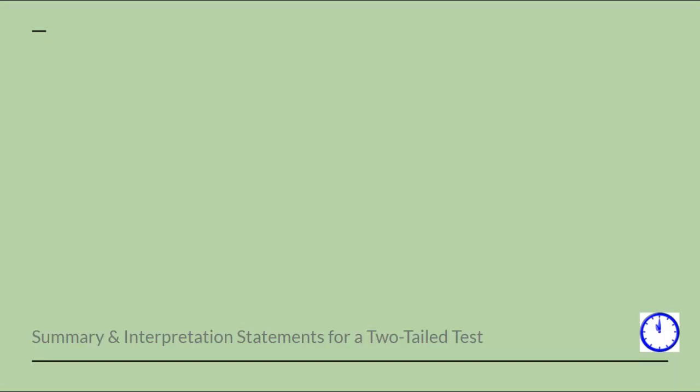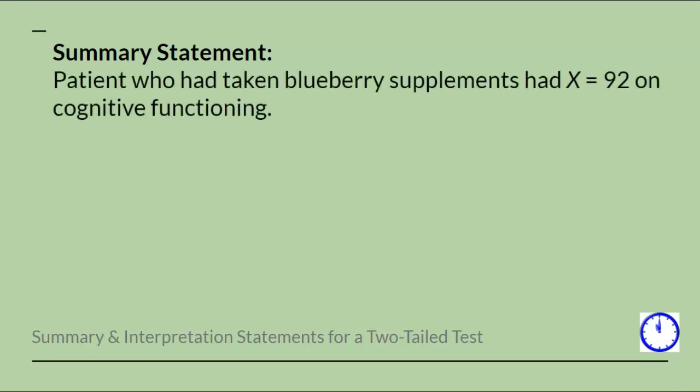Now, let's discuss how to report the results of this two-tailed hypothesis test. First, the summary statement explains what happened in the study. Our updated summary statement will now consist of 2 sentences. The first sentence will briefly describe the study and report the sample score, or the sample mean. The first sentence would be, the patient who had taken blueberry supplements had an X equals 92 on cognitive functioning.